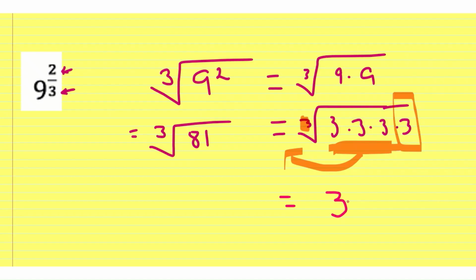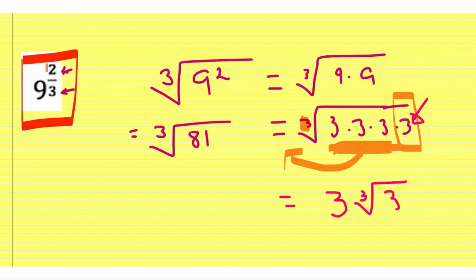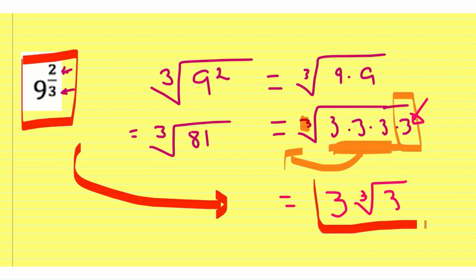3, which comes out of the radical, and it'll be times the cube root of 3, but this 3 has to stay in the house. The last loosey-goosey 3 has to stay in the house. So that means 9 to the 2/3 power is equal to 3 times the cube root of 3. And that is a simplified radical form.